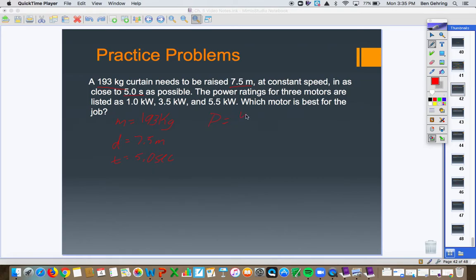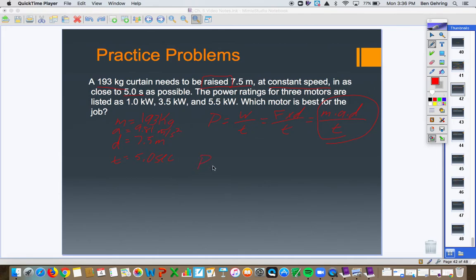Okay, I have a mass, a distance, and a time. Power again is equal to work divided by time, and work is equal to force times distance. We also know that force is equal to mass times acceleration. So power equals mass times acceleration times distance, all divided by time. In this case, I'm looking for power, so let's use this one. My acceleration, because I'm going up, needs to be raised. This is really important. Because it's raised at a constant speed, my force up has to equal my force down, which is due to gravity. So I know that my a is going to be 9.81 meters per second squared.